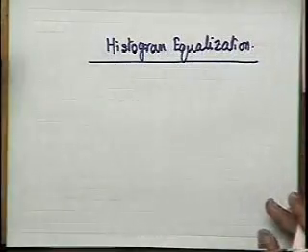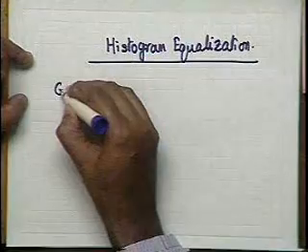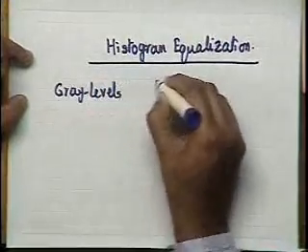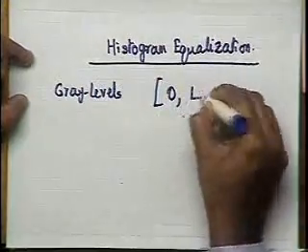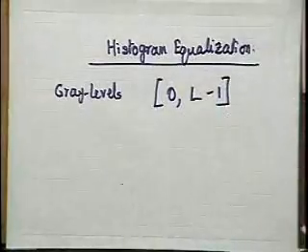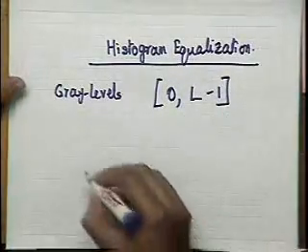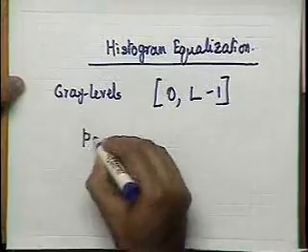Let me tell you what it is. Now, how do we get the image histogram? I have already defined the histogram. Now, we have a digital image where all the gray levels I have assumed are in the range of 0 to capital L minus 1. Now, the histogram is nothing but a discrete function which is defined like this.